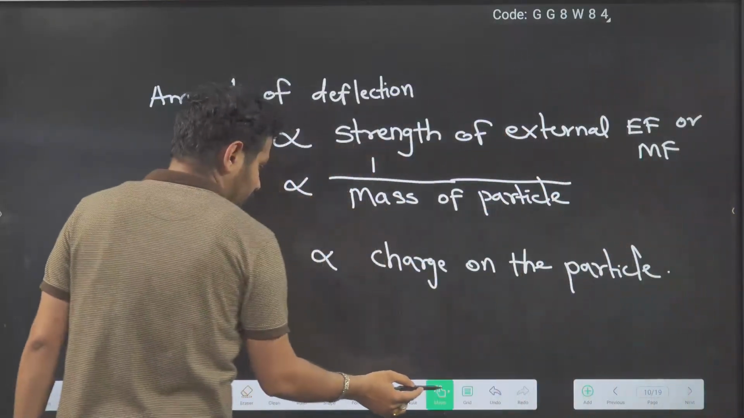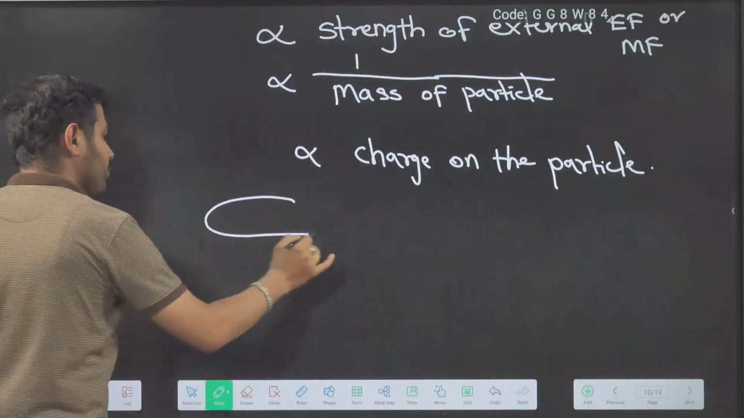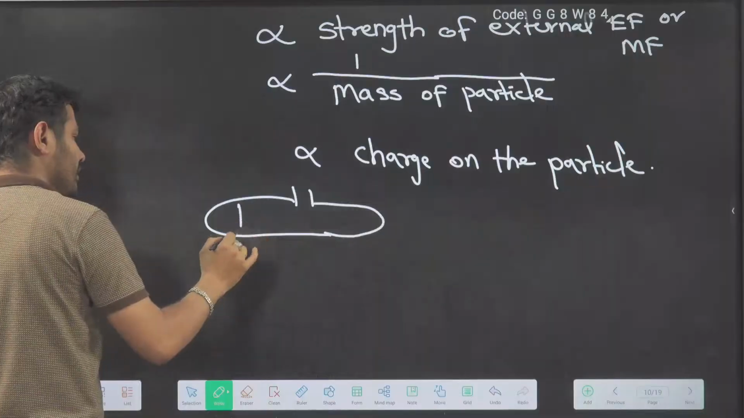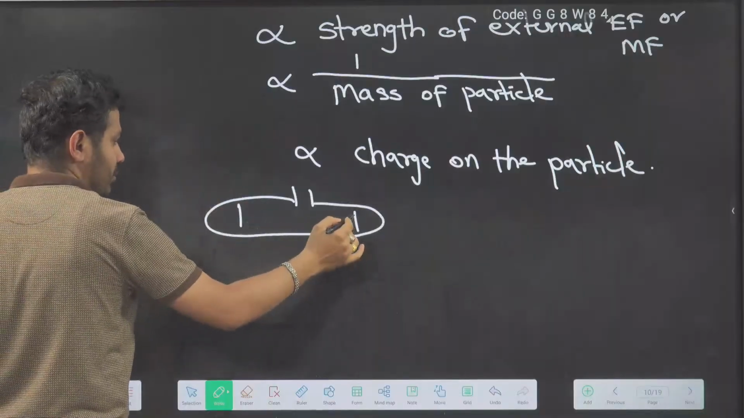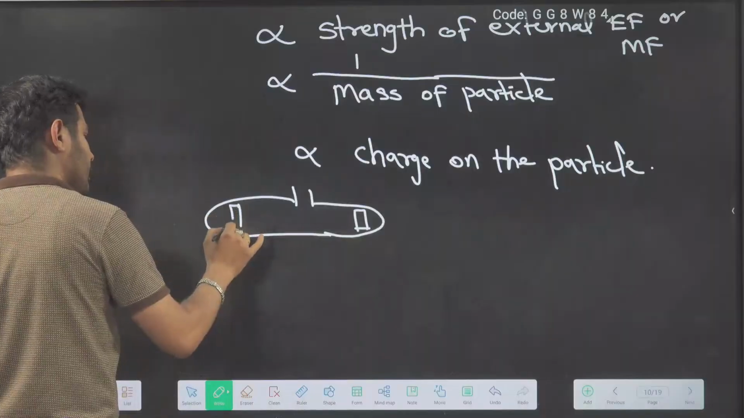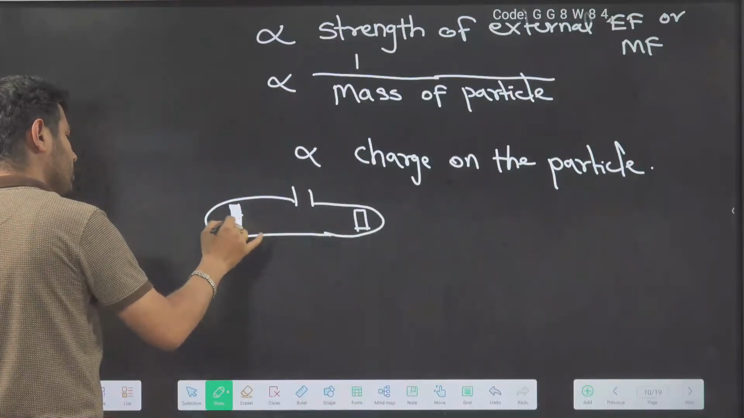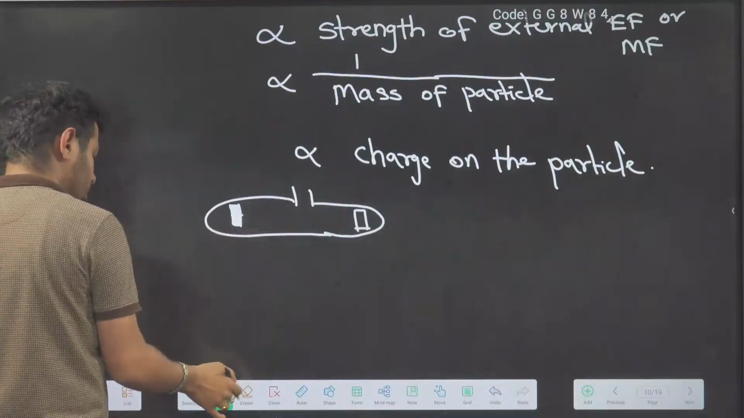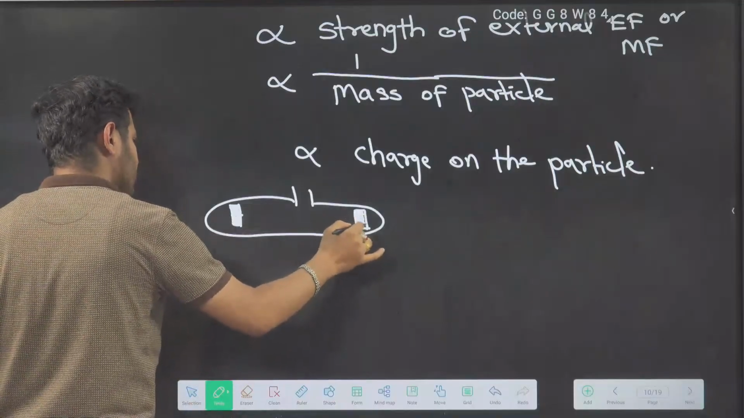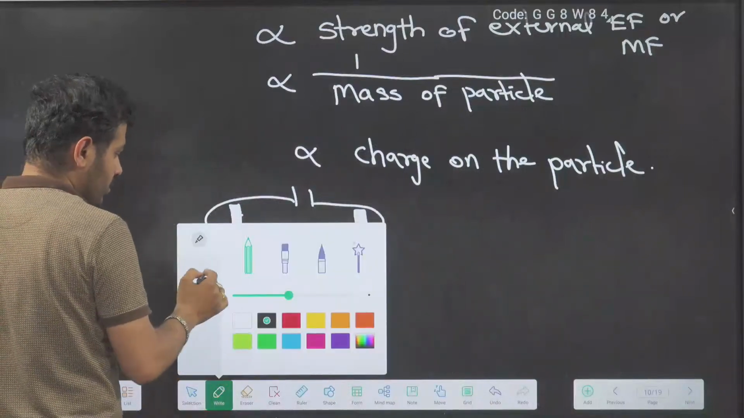Suppose we have this type of cathode ray instrument. Here cathode is there and here you have the perforated anode. This is your cathode, and in the anode side there are some holes. This is your anode in which some holes are there.